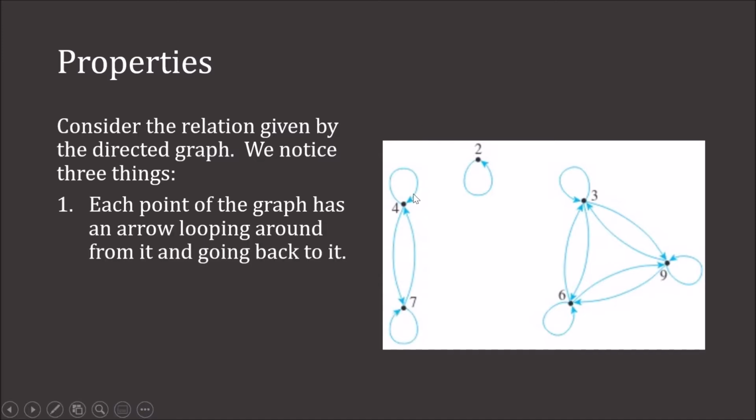Right? So 4 goes to 4, 7 goes to 7, 2 goes to 2, 3 goes to 3, 9 goes to 9, 6 goes to 6. This is known as reflexivity.